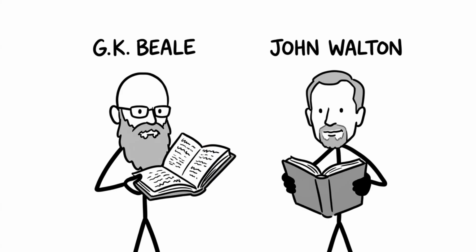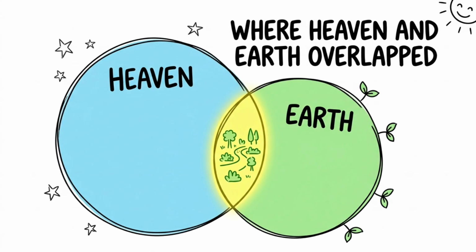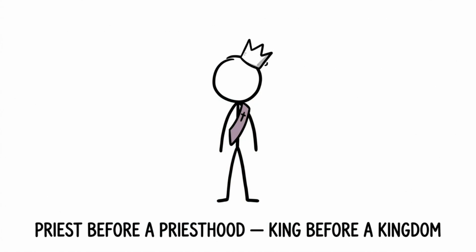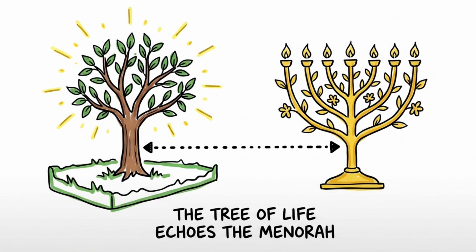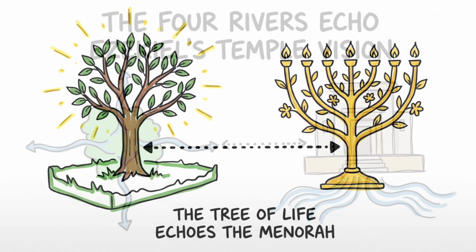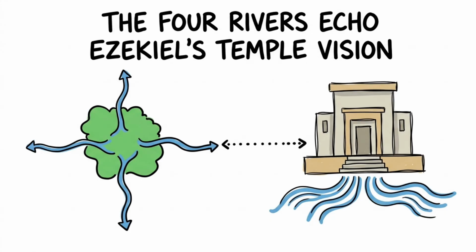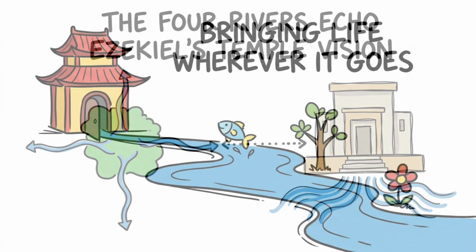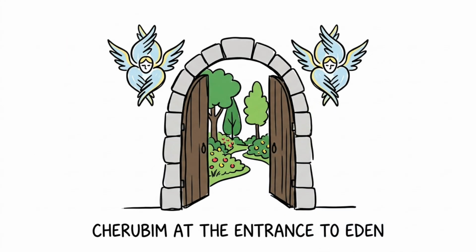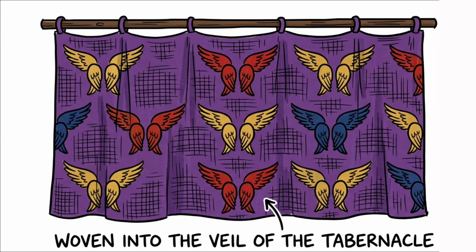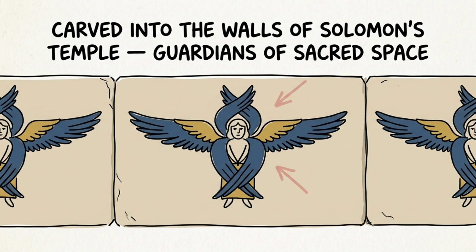Biblical scholars, including G.K. Beale and John Walton, have argued extensively that Eden functions as the first temple, the original sacred space where heaven and earth overlapped, where God was present with humanity in an unmediated way, where a human being served as priest before there was a priesthood, and as king before there was a kingdom. The tree of life at the center of the garden echoes the menorah, the lampstand at the center of the tabernacle, designed in the shape of a flowering tree. The four rivers flowing out from Eden echo the water flowing from the temple in Ezekiel's vision, bringing life wherever it goes. The cherubim placed at the entrance to Eden after the fall echo the cherubim woven into the veil of the tabernacle, and the cherubim carved into the walls of Solomon's temple, guardians of sacred space.